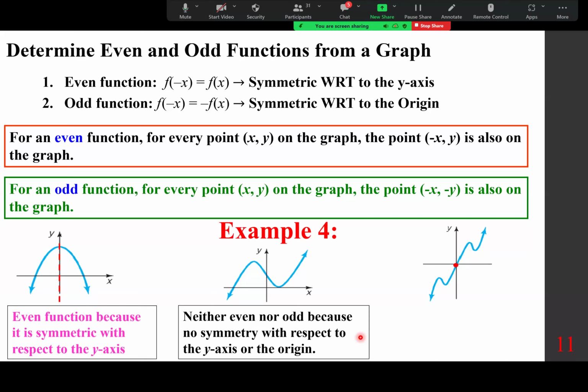Finally, this one you can see that it's not symmetric with respect to the y-axis. However, clearly it is symmetric with respect to the origin. Therefore, it's an odd function.